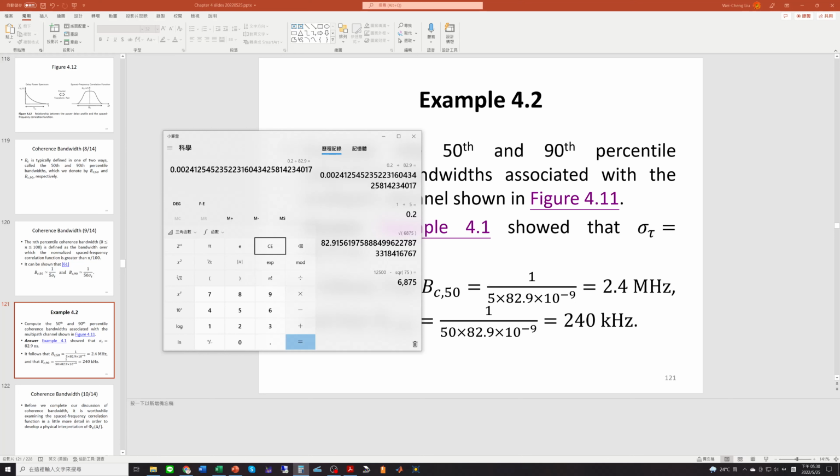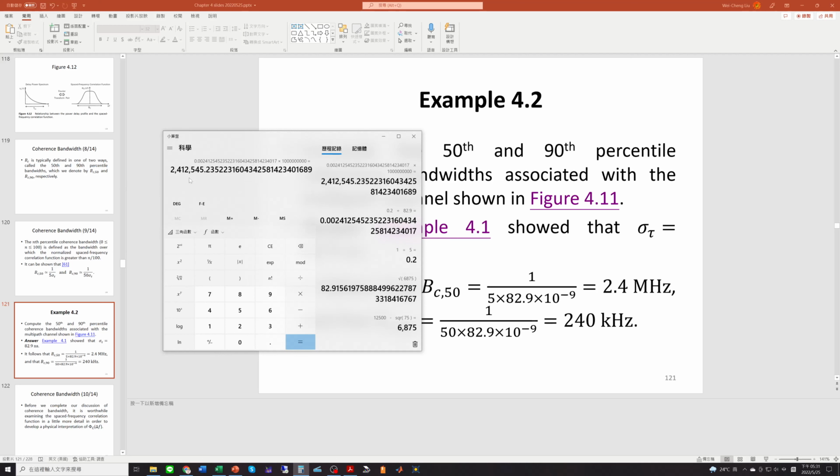Okay, this is equal to this value, and dividing by 10 to the power of negative 9 is equal to multiplying by 10 to the power of 9. So, times 1 and 9 zeros. 1, 2, 3, 4, 5, 6, 7, 8, 9. Okay, so which is equal to this value.